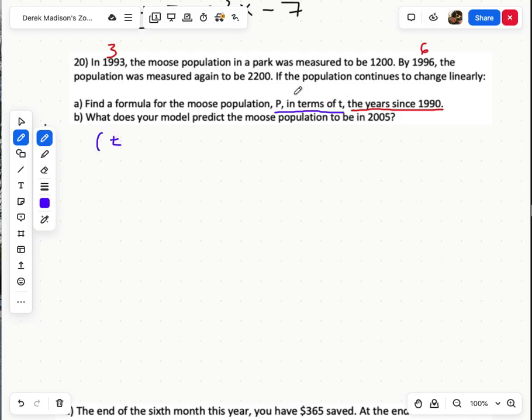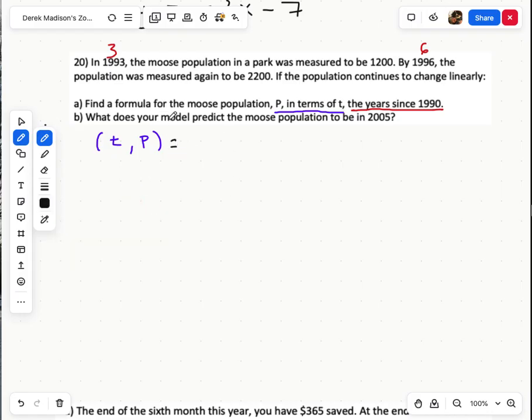We're putting in time and we're getting out population. And it's really worth it to decide how that is going to look so that you make sure you get everything in the right order, in terms of which one is going to be your x and which one is your y. So now we have those 2.